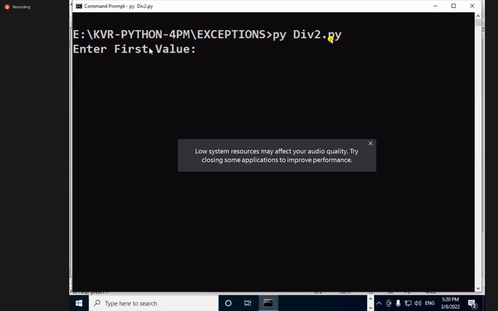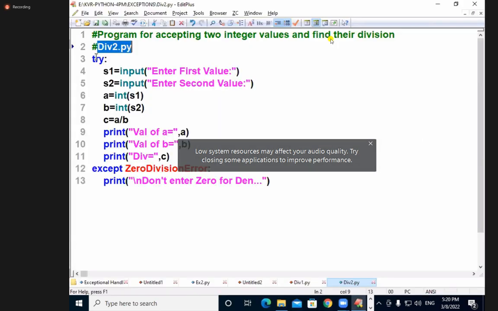div2.py. Enter first value. Means enter first value means it is entering inside of what? Who is entering inside of try? You don't know anything, right? Who enters? Yes, Irfan, very good. PVM. The programmer will not keep his head inside that program. Who is entering inside of that program? PVM. Please read daily.